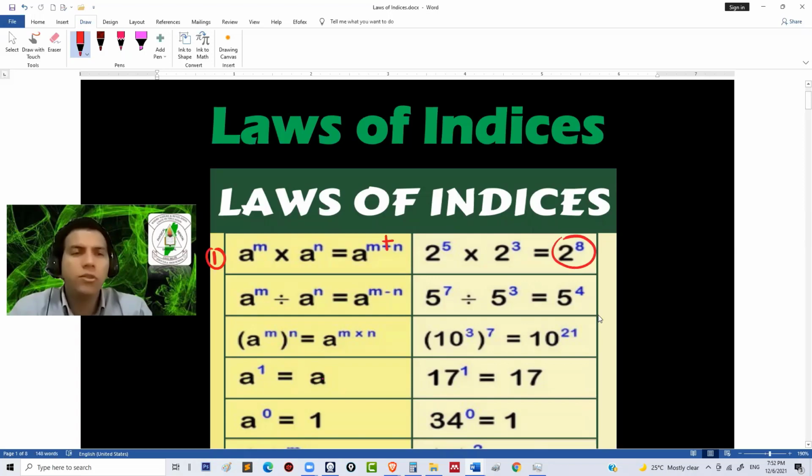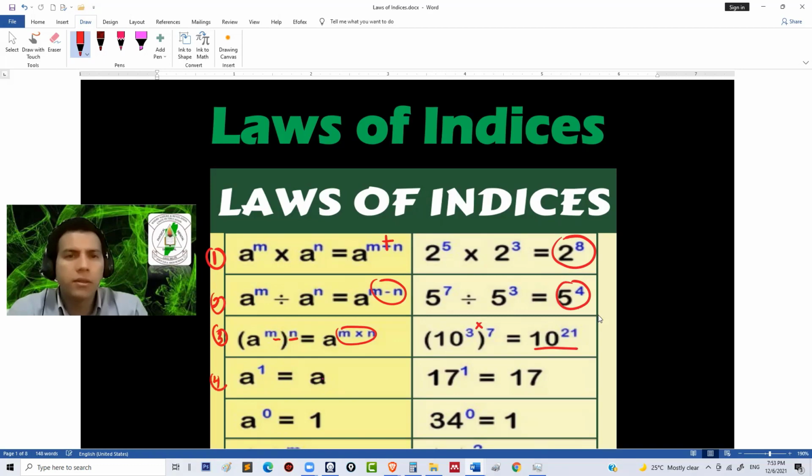When you divide, you will subtract the powers. The base is 5. The power will be subtracted, 7 and 3. That gives you 5 power 4. The third one is power to a power. When you have a power raised to another power, you will multiply. In this case here, we have power 3 and power 7. So these two are being multiplied. 3 times 7 is 21.